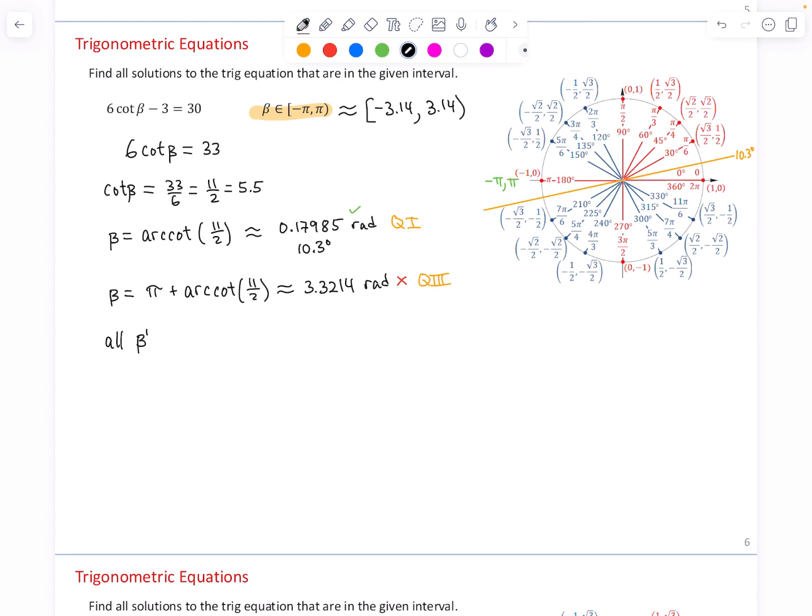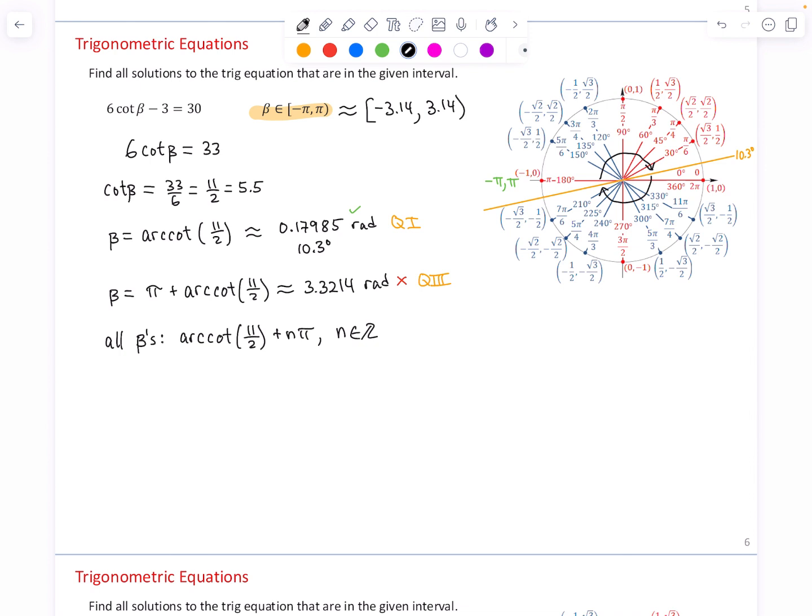Are there other angles? Let's see if we can describe all of the possible betas. If we start with arc cotangent 11 halves, and to it we add multiples of pi, so adding pi once takes us to this third quadrant position, adding pi to that takes us back to where we started, and then continuing this, we'll just toggle back and forth between these two positions on the unit circle. Subtracting pi is a rotation halfway around the circle, but clockwise, remove another pi, completes the rotation, and then continuing to remove pi will just toggle back and forth between these two positions on the unit circle. So if we start with arc cotangent of 11 halves and add to it any multiple of pi, where n is an integer, this will produce all of the possible solutions.